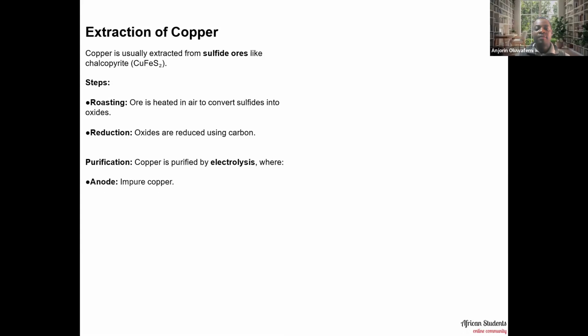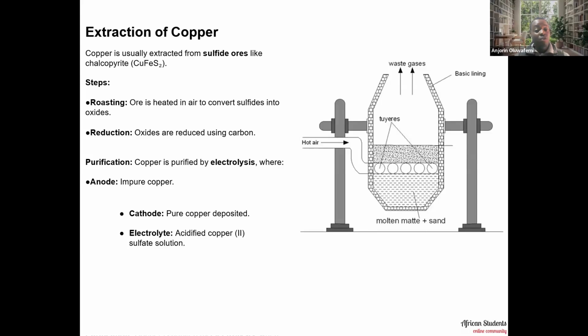The copper is purified by electrolysis, where the anode is impure copper, and the cathode is pure copper that is deposited. The electrolyte is acidified copper(II) sulfate solution. So that is how the setup looks for the extraction of copper.